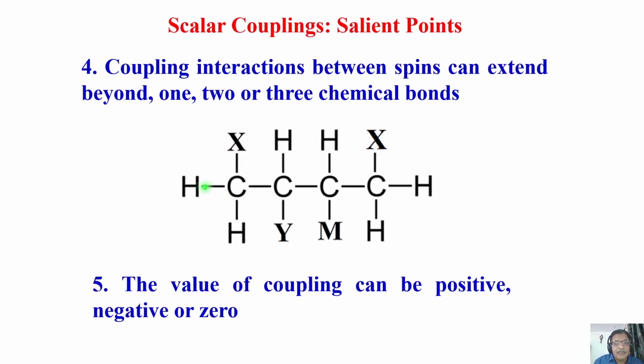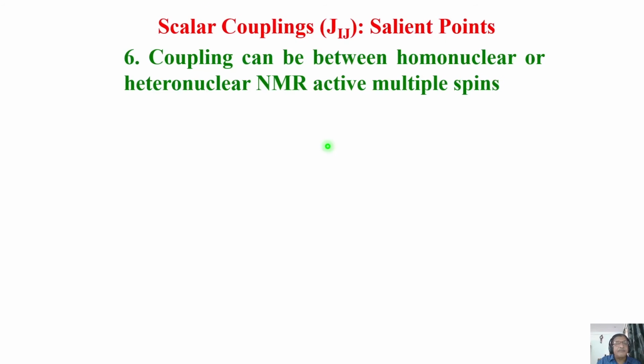See, for example, this and this, if I take this coupling, maybe the 3 bond coupling may be close to 0, and this may be larger. Sometimes the 3 bond coupling may be 0, but a 4 bond coupling may exist. We don't know. It can happen. So what it means is the value of coupling can be positive, negative, or it can be 0. All are possible.